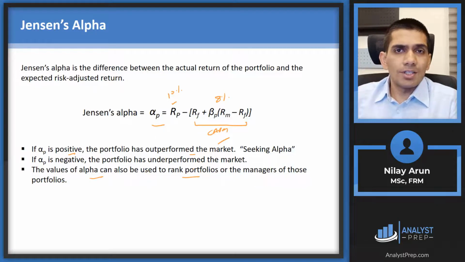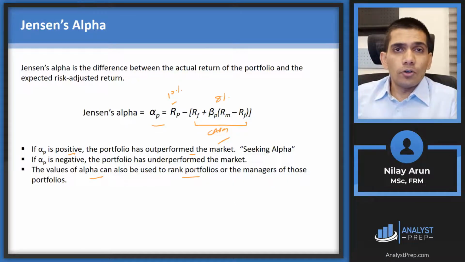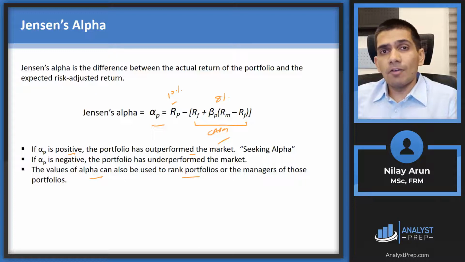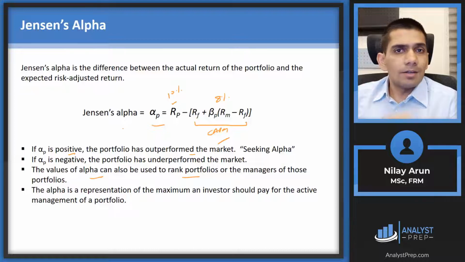Now, how would you use it on a standalone basis? If you're given the alpha of only one particular fund and it is positive, that means you have still beaten the benchmark. Other portfolios or other fund managers might have beaten the benchmark even more, so they might have better alpha, but this one isn't doing bad, right? Because they've still been able to beat the benchmark. So that's how we look at alpha.